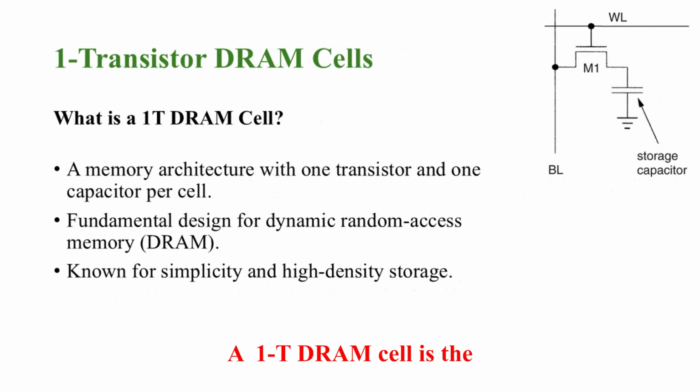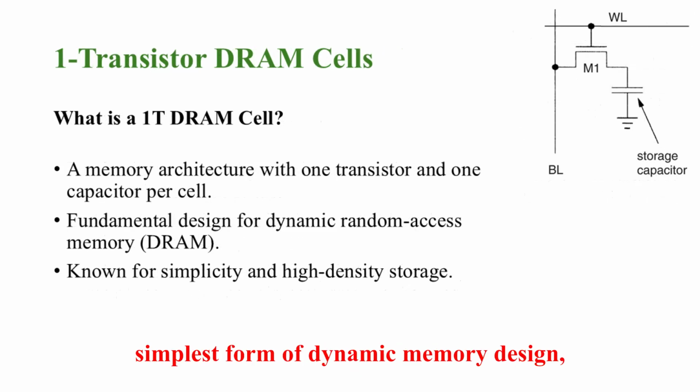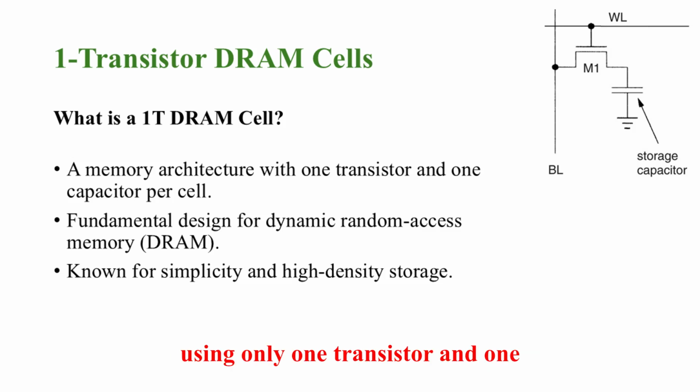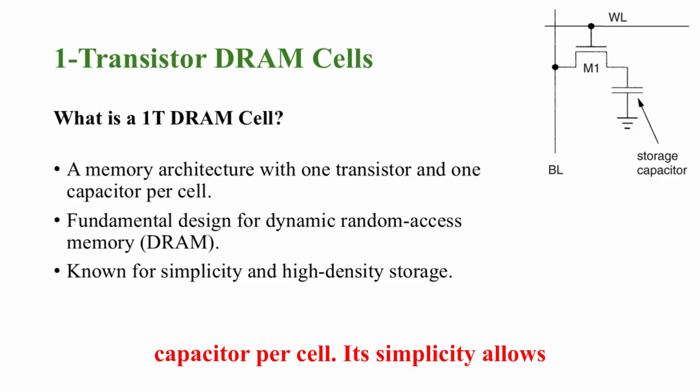A 1TD RAM cell is the simplest form of dynamic memory design, using only 1 transistor and 1 capacitor per cell. Its simplicity allows for high-density storage, making it a key component in various electronic systems. While straightforward in design, its functionality supports essential memory operations.